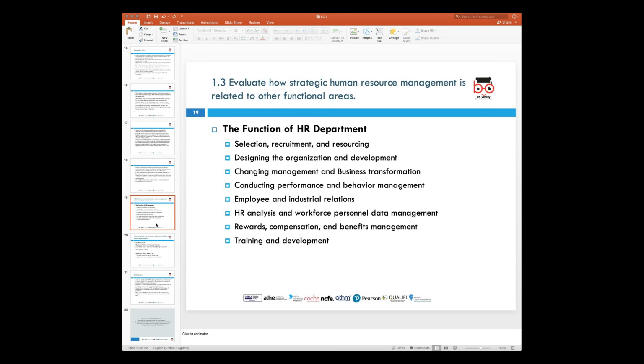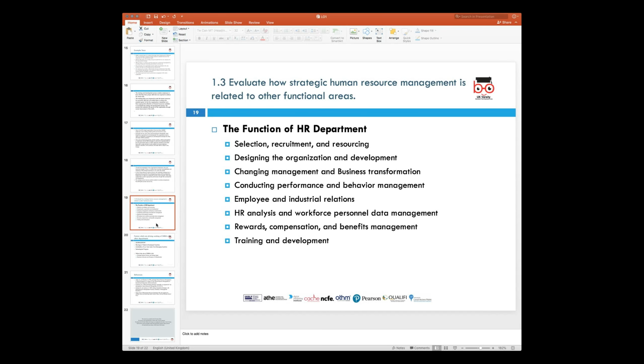We look at transformation in some cases. When organizations merge, there's a merger and acquisition, there's a change which has to be brought in, or, for example, a major change in how the organization is reinventing itself. Change management and business transformation is also part of the HR function. We look at the management of performance and appraisals, and also behavior management, which falls within HR and is one of the key functions.